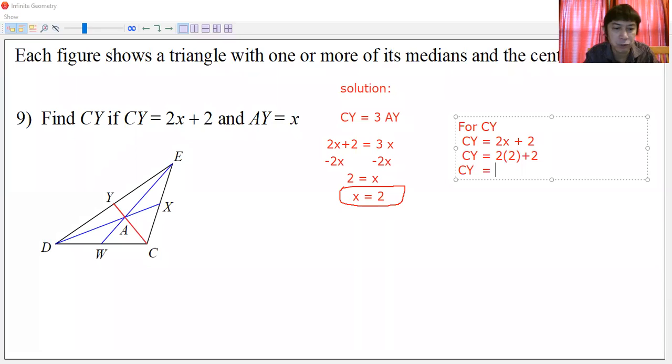Get like 4 plus 2. The answer is 4, not dollars. Excuse my typing. 4 plus 2 is 6 units. And that's it. That's the answer, so we enclose it.